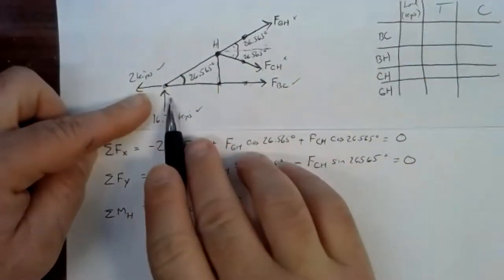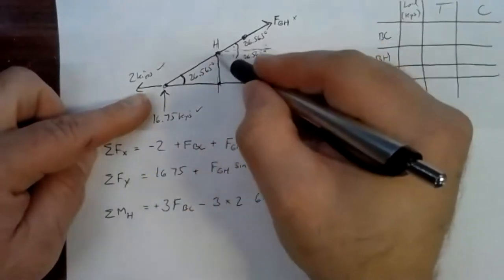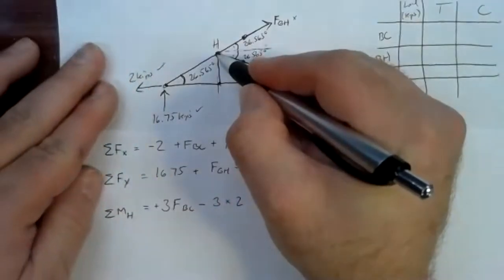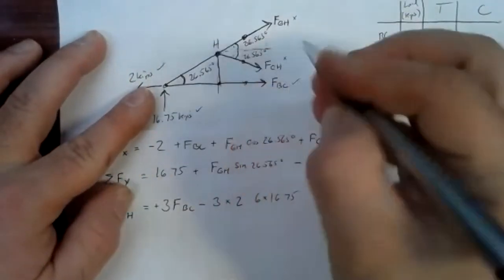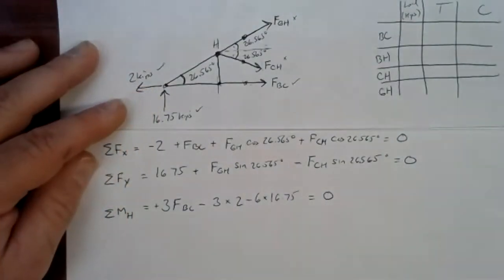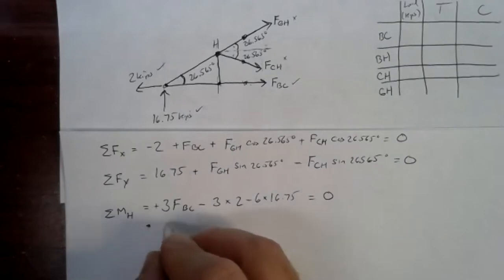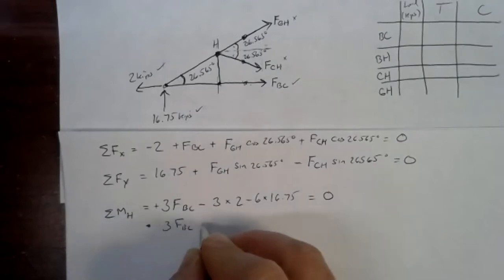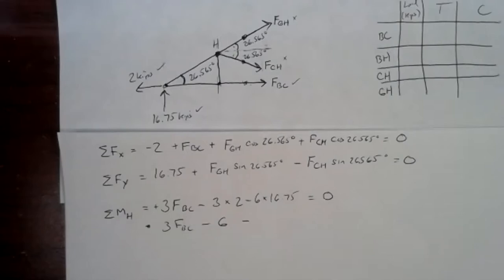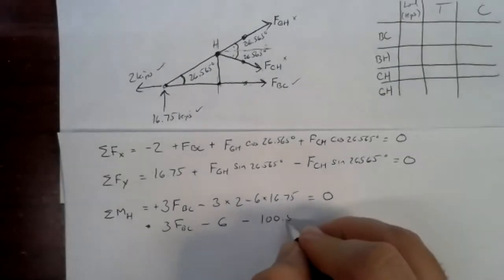And then we've got the 16.75 kips. That is 6 feet away. And if we're pinning at H and pushing up at A, that would cause a clockwise rotation. Clockwise rotations are negative. So there's our moment equation. Running the numbers down here, we've got 3 FBC minus 6 minus 6 times 16.75, which is 100.5.